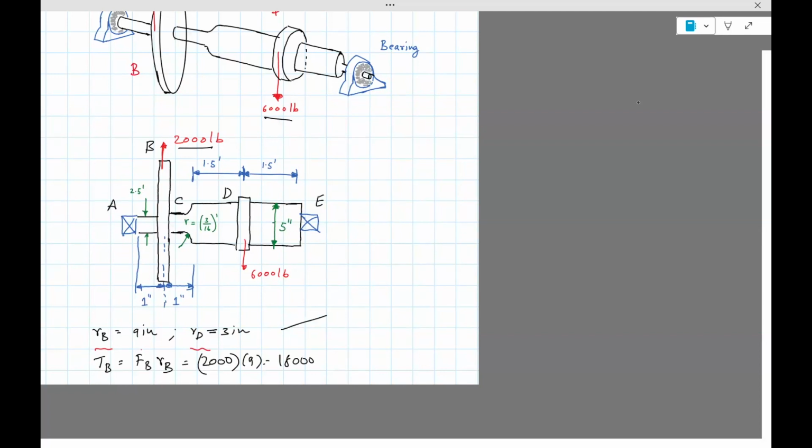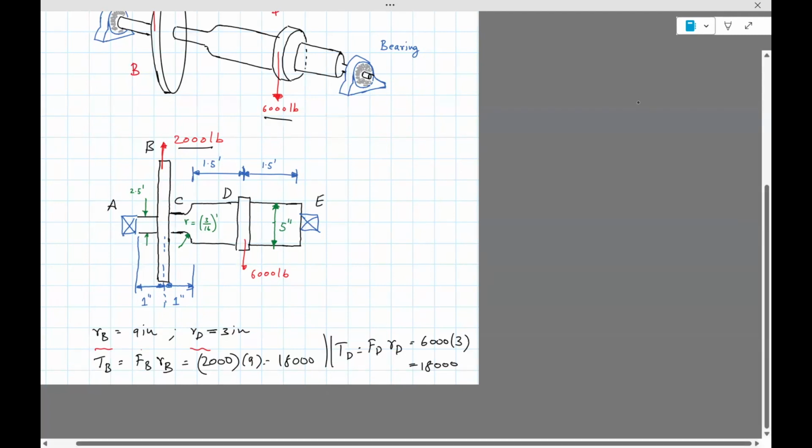Similarly, we have torque at D is force at D times radius at D. So it's 6,000 times the radius, which is 3. So it's 18,000 lbf inch. Okay, so we got that. So now we can use this. So the torque is essentially 0 from A all the way to B. It ramps up to 18,000 in one direction, and then it remains constant, and it goes down to 0 again because there's 18,000 acting the other way.